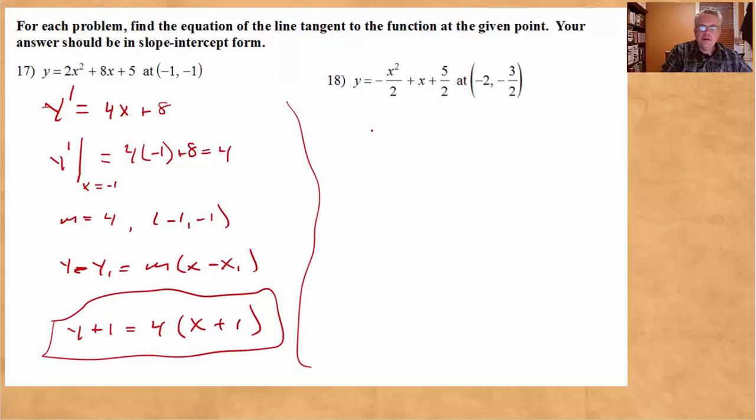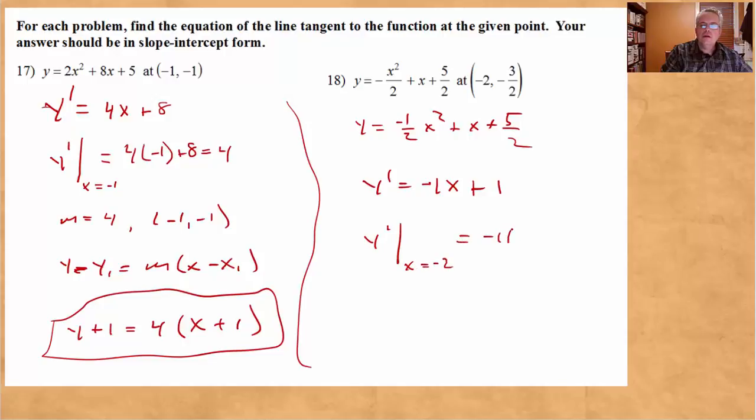Alright, we've done a ton of examples. Here's the very last one. So this one, the coefficient is negative 1/2. I can think of this as negative 1/2 x squared plus x plus 5/2. So the derivative would be 2 times that, which would be minus 1, x to the 1 less power, plus the derivative of x, which is 1, derivative of 5/2 is 0. Okay, so y prime at the point we're interested in, where x equals negative 2, will be negative 1 times negative 2 plus 1, which is 3. And that's the value of m.